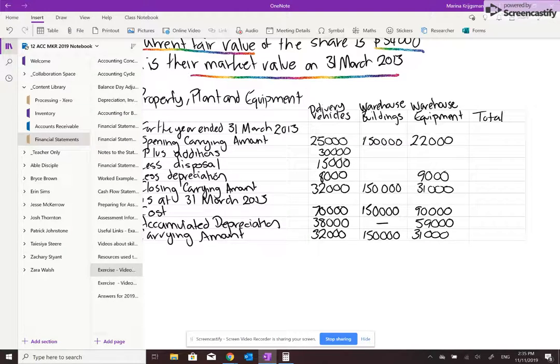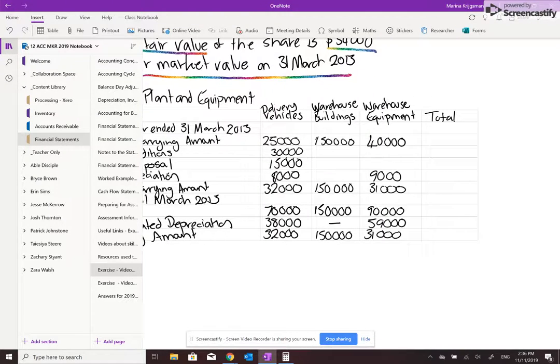Oh, did it run the wrong way. Should be 40,000. Okay, just make sure you do it around the right way. So your opening carrying amount is, you've got to go backwards for it. Right, now you just need to do all your totals.